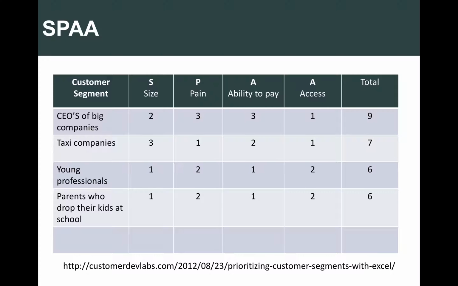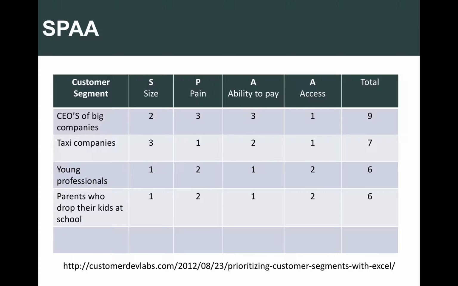It's probably not costing them vast amounts of money or anything like that. It's just more of a hassle. Ability to pay, I'd say relatively low unless it's very high income parents, which would be a subcategory customer segment. And access is okay. You can probably reach a bunch of parents who drop their kids off at school. Not super easy, but still relatively easy. So we'd give them a 6.